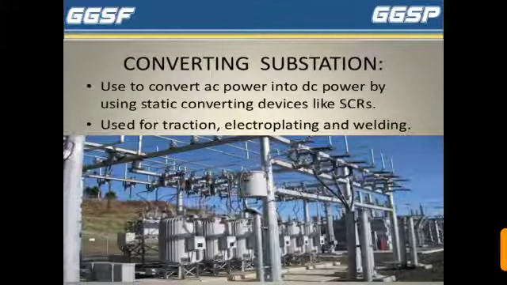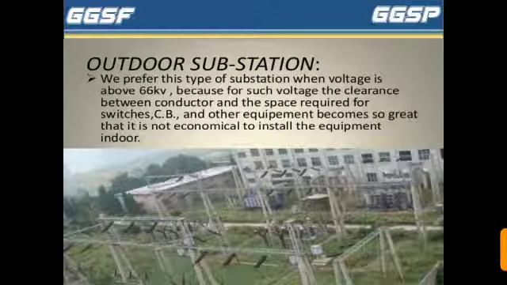Now next is converting substation. This substation is used to convert AC into DC power by using static converting devices like ACRs, and it is used for traction, electroplating and welding.